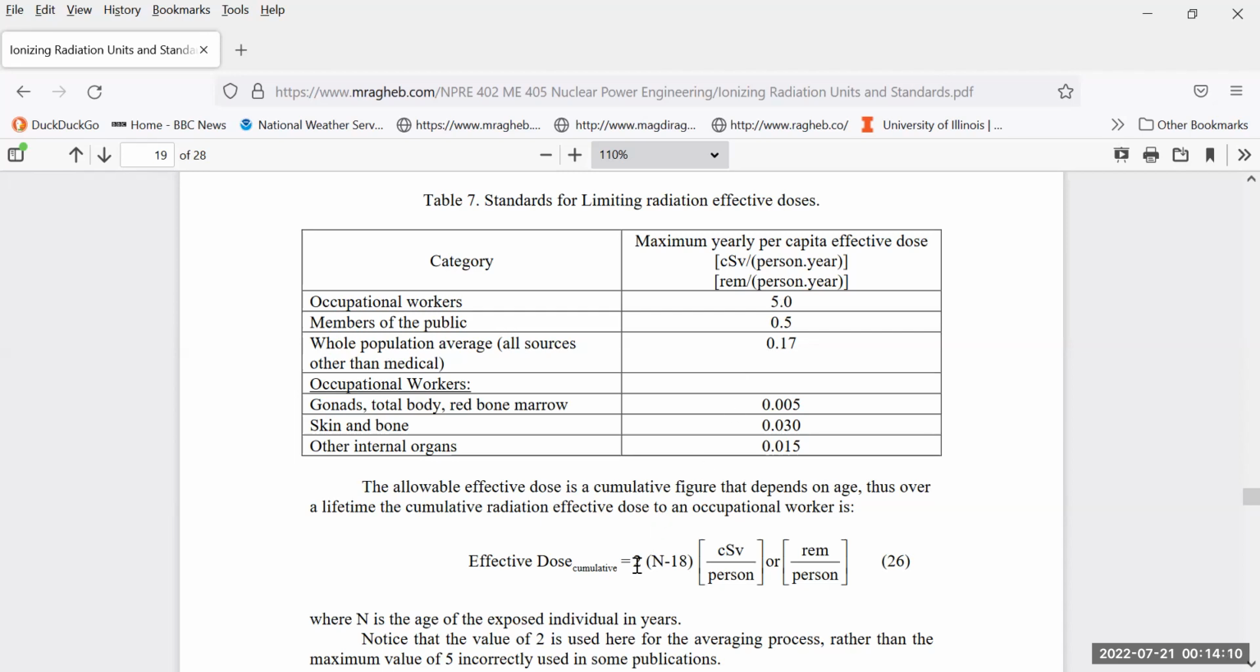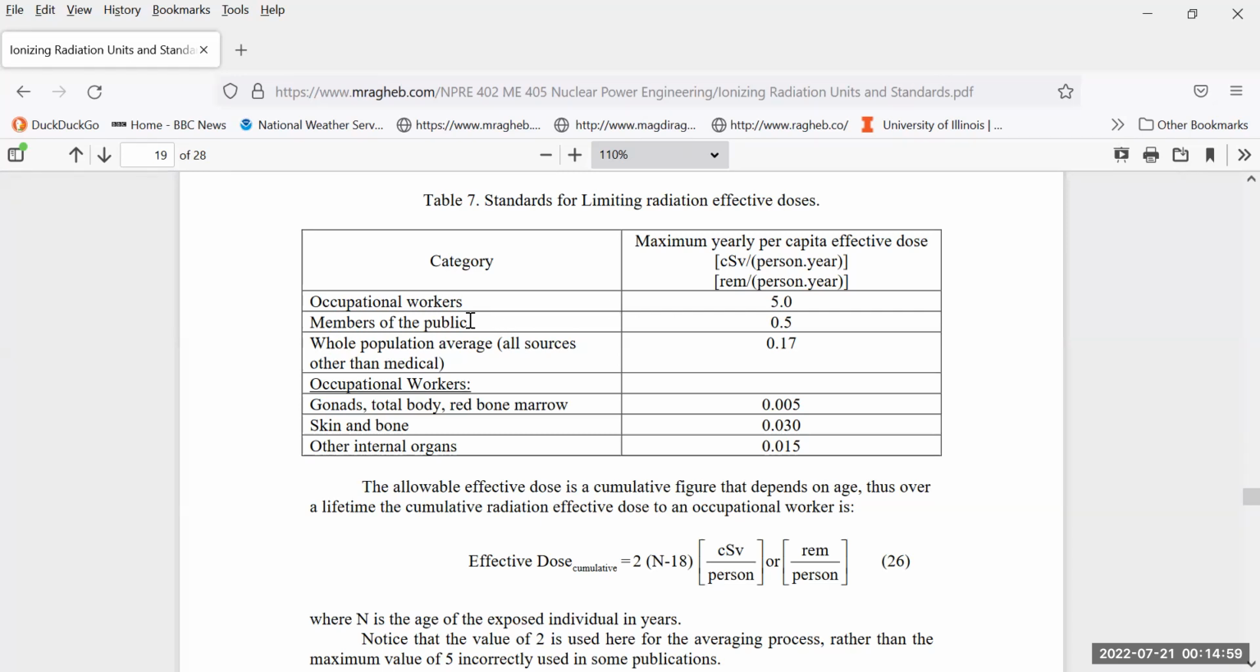For routine exposure to radiation, it is averaged over 5 years, as I mentioned earlier, and it's only allowed for an age above 18 years. So if you take N minus 18, N being the age of the person, the number of years in the workforce is multiplied by 2 rem per person per year, averaged over a 5-year period. That is the maximum dose of radiation that an occupational worker is allowed. Some people say occupational workers are allowed to go up to 5 rem per person per year. This is incorrect. Unfortunately, in some reports and even some textbooks, that is not correct.